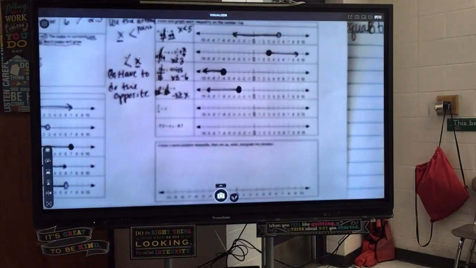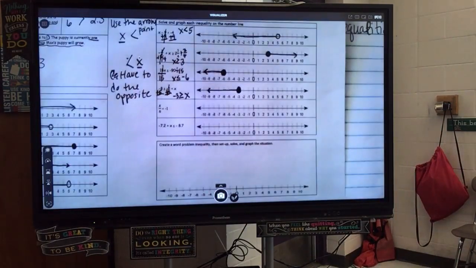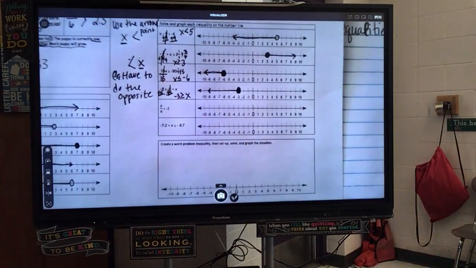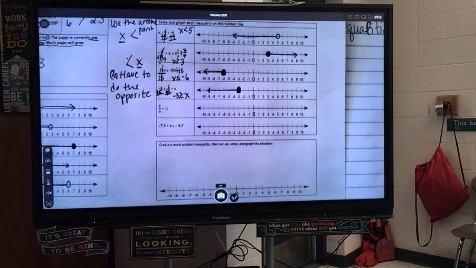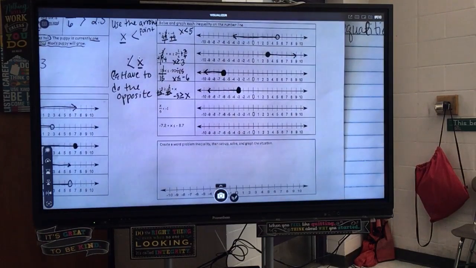All right, you guys are doing the next two on your own. Stand up when you're done. Okay, so you're doing x divided by 6 is less than negative 1, and negative 7 and 2/10 plus x is less than or equal to negative 8 and 7/10.